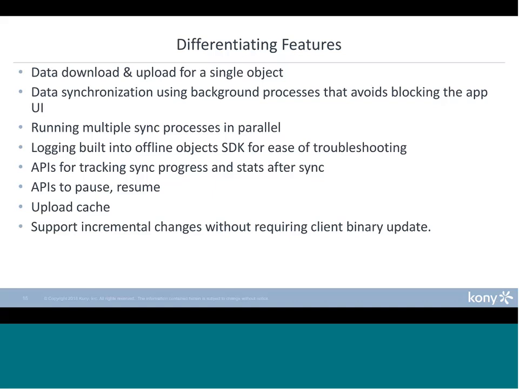And another very useful and very powerful feature that offline object has is that it can absorb incremental change without requiring a client binary update. So you are having a backend app, right? They added a new field to an existing object. So you do not have to go and change your client app to get the data, right?